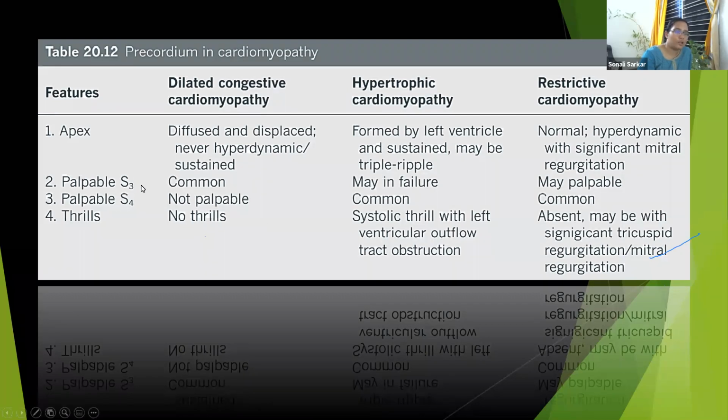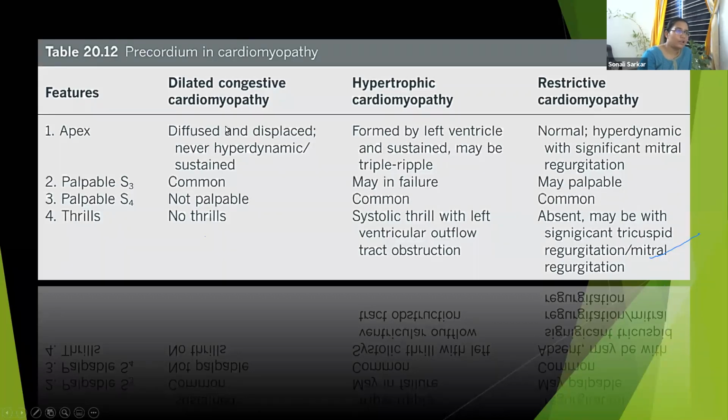Remember, S3 is for volume overload conditions, and S4 is for pressure overload conditions. So, volume overload condition occurs in dilated cardiomyopathy, you will find S3. Hypertrophic cardiomyopathy is a pressure overload condition, so you will find an S4. Also, in restrictive cardiomyopathy, you will find an S4.